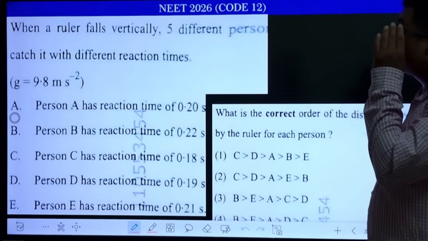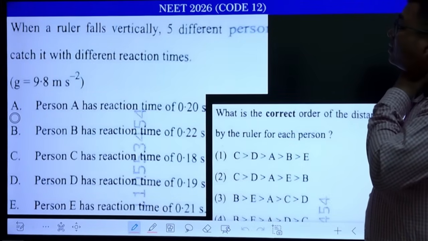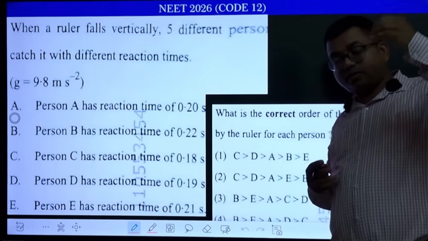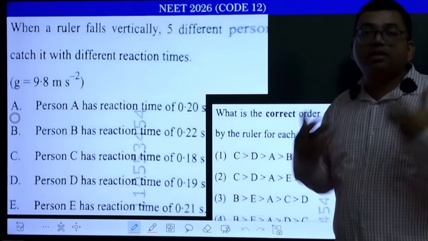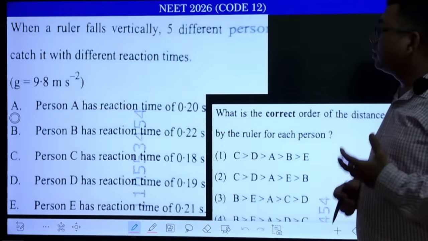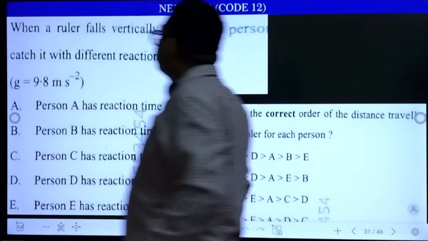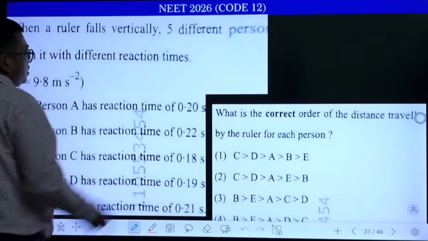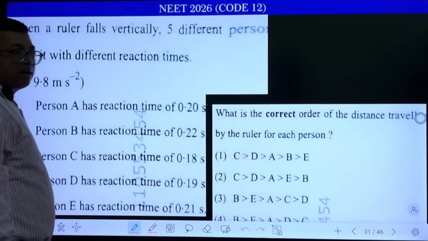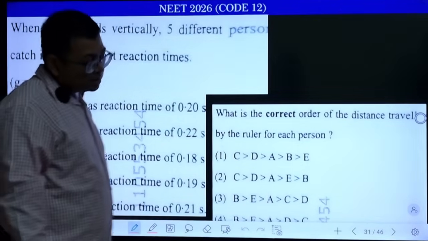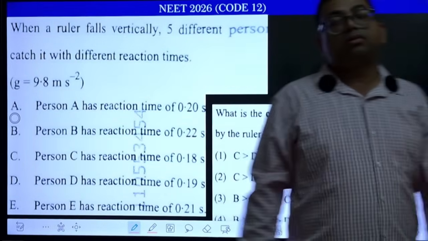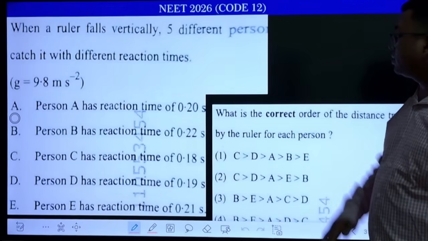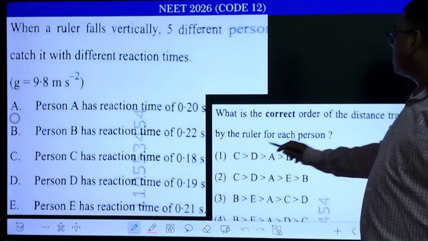When a ruler falls vertically, 5 different persons catch it with different reaction times. Different reaction time means, suppose an object falls, and when that person reacts, that means when that person catches. So they're catching at different times. Person A has a reaction time of this, that means he will start catching after 0.2, that means for that much time this object has already fallen. The question is, they have given different reaction times. What is the correct order of distance traveled by the ruler for each person?